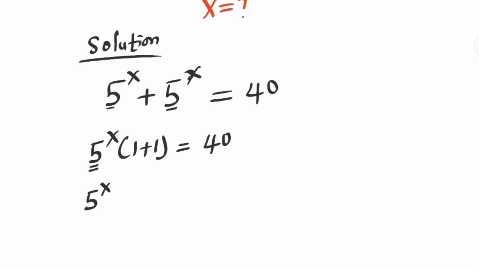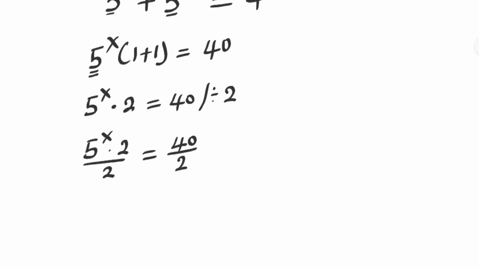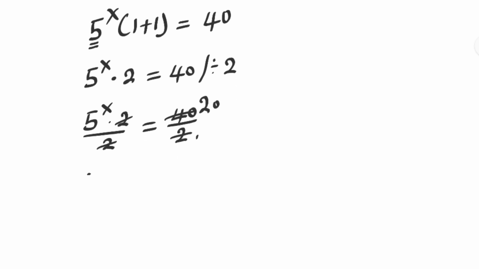5 raised to power x multiplied by 1 plus 1, this is 2, is equal to 40. Let us divide the whole of this equation by 2. 5 raised to power x multiplied by 2 divided by 2 is equal to 40 divided by 2. These 2 cancel these 2. 2 here, 1, 2 here, 20. 5 raised to power x is equal to 20.